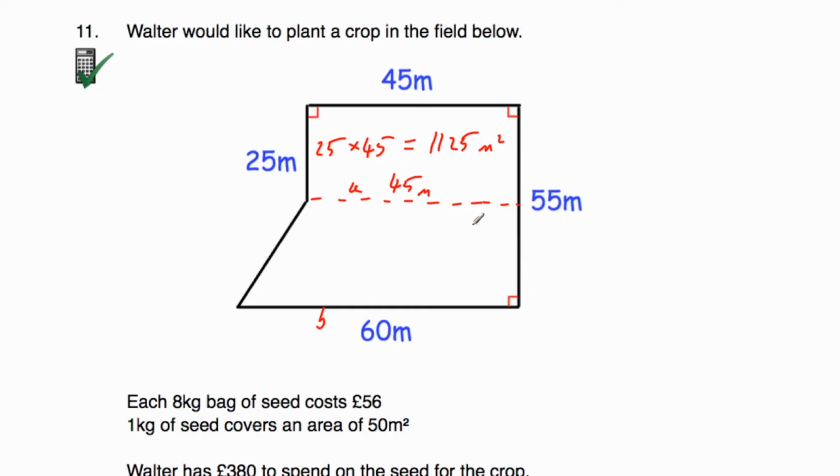So if we wanted to find the height, the distance between them, this length here, we would do 55 take away 25, and that's equal to 30 meters. So we've got this trapezium where we know a, b, and h, and we can find its area.